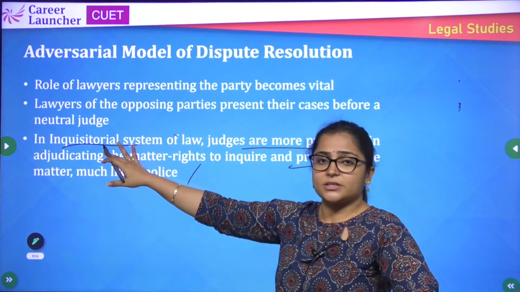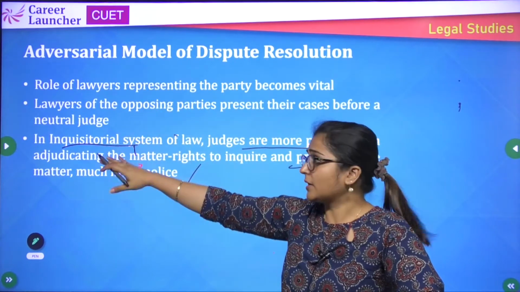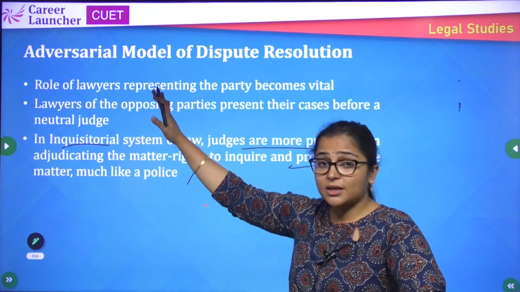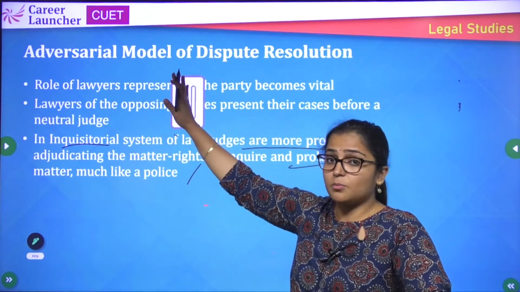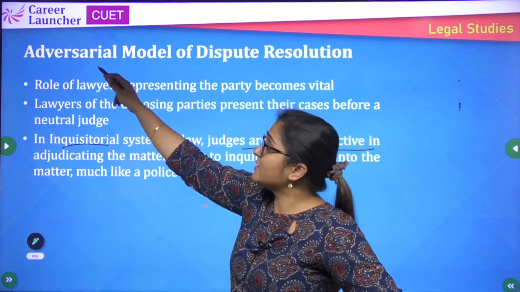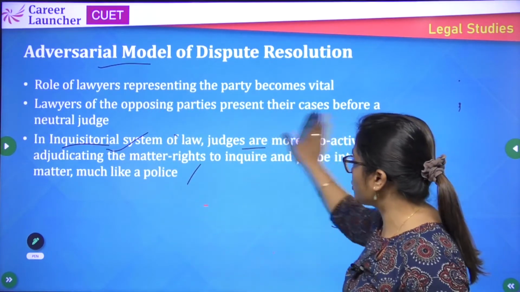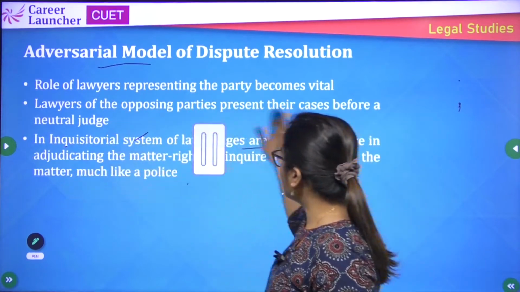So this is the difference between adversarial and inquisitorial. There, the role of the judge is more proactive, which is not the case here. Here the role of the lawyer is very important, and we follow the adversarial model of jurisdiction and not the inquisitorial model of jurisdiction on dispute resolution.